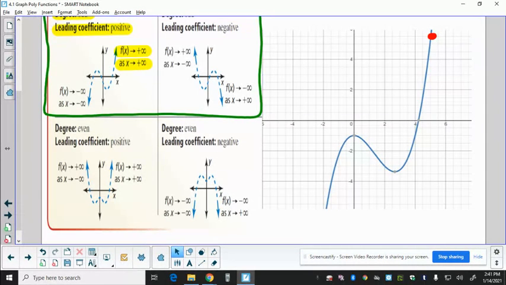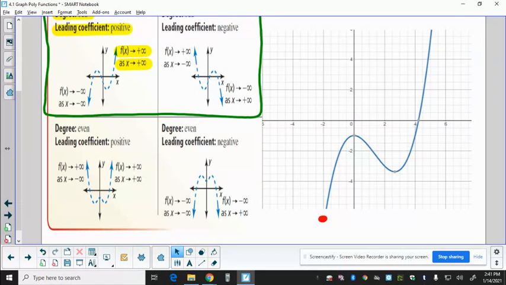So what does that mean? Well, my y coordinates now are decreasing toward negative infinity as I move to the left, as x approaches negative infinity. And I want you to be able to use that notation.